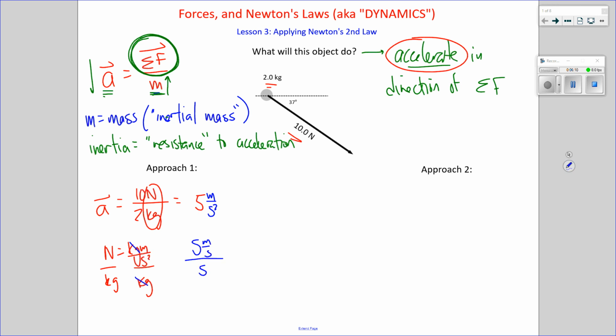That's what an acceleration of 5 means, this is a 5, the other ones are s's. That's what 5 meters per second squared means. It means that velocity will change at a rate of 5 meters per second per second. Okay, and furthermore, we can say in this direction, right? In the direction 37 degrees below the horizontal, because that's the direction of the net force. And Newton's second law is a vector equation, so net force and acceleration must point in the same direction. Okay, that's one approach. Pretty straightforward.